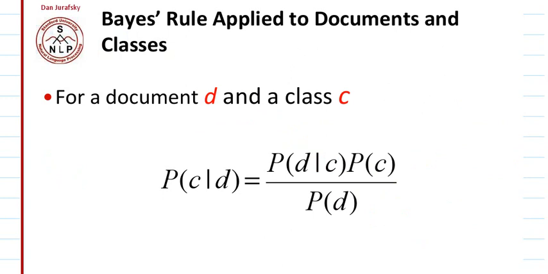So what is the Bayes rule? The probability of a class given a document is equal to the probability of the document given the class, multiplied by the probability of the class, divided by the probability of the given document. Now what is actually this formula? Let me elaborate on this formula.